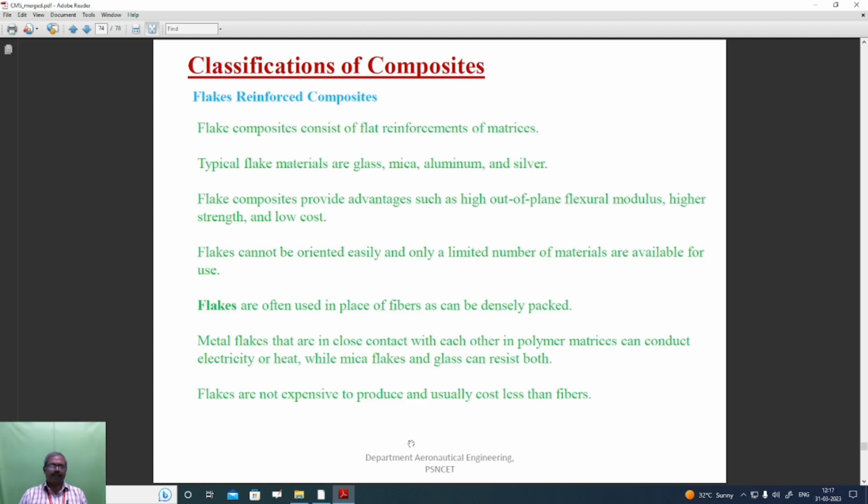Then flakes. A flake composite consists of flat reinforcements in a matrix. Typical flake materials are glass, mica, aluminium, and silver. Flake composites provide advantages such as high out of plane structural modulus, high strength, and low cost. Flakes are often used in place of fibers as they can be densely packed. Metal flakes in close contact with each other in a polymer matrix can conduct electricity or heat, while mica flakes and glass can resist both. Flakes are not expensive to produce and usually cost less than fibers.